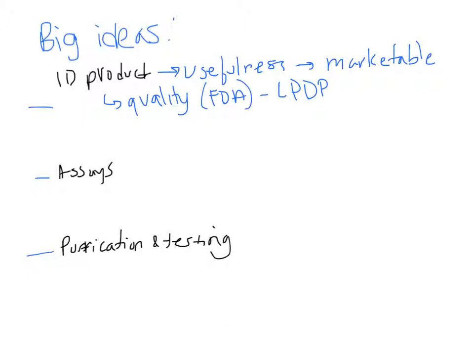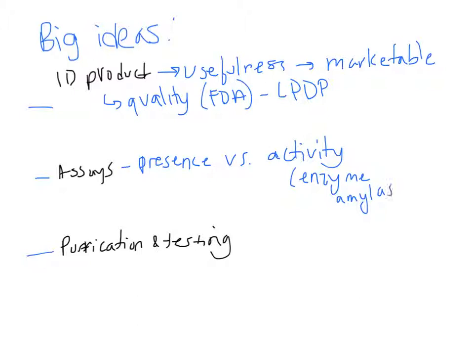Secondly, we'll look at assays. So one of the big ideas is that there are multiple types of assays. But the main differences that we're looking at is that there's a presence assay. How do you know if something's there? Versus an activity assay, which tests a lot of times for an enzyme. This would be an example. This would be the amylase. We're looking at a color change to determine if something's happened.